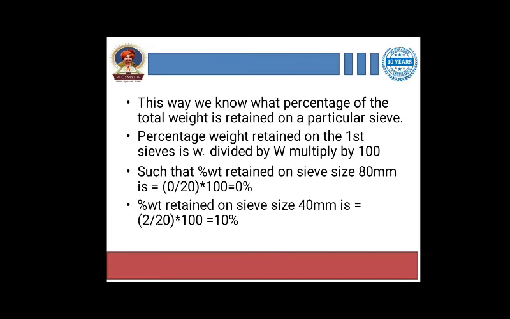But there is a certain weight which remains on the 40 mm sieve, which is 2 kg. So percent weight retained on sieve size 40 mm will be 2 divided by 20, the total weight of the sample, multiplied by 100. So we will get the percent weight retained as 10%. Now likewise we will calculate the percent weight retained on each sieve.